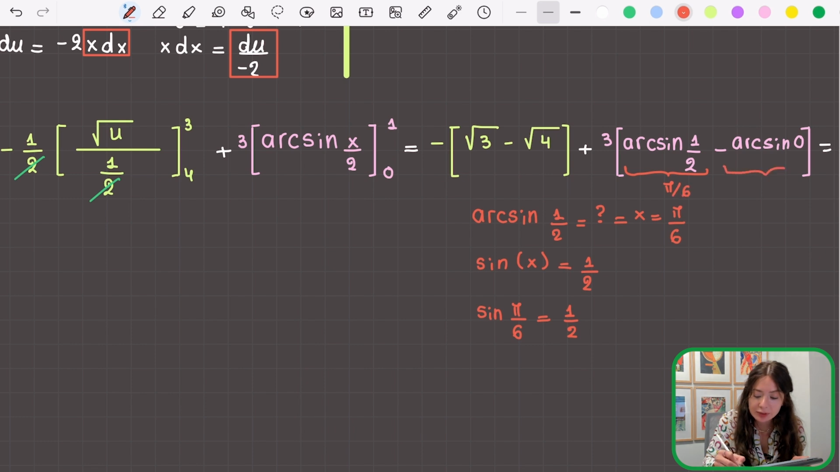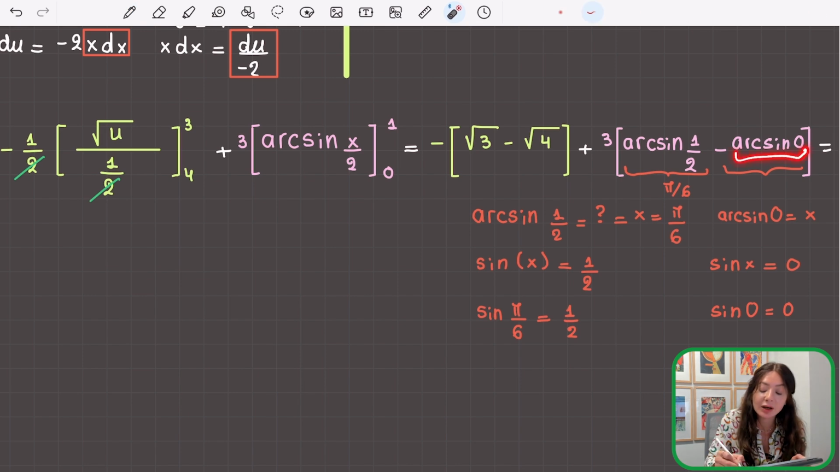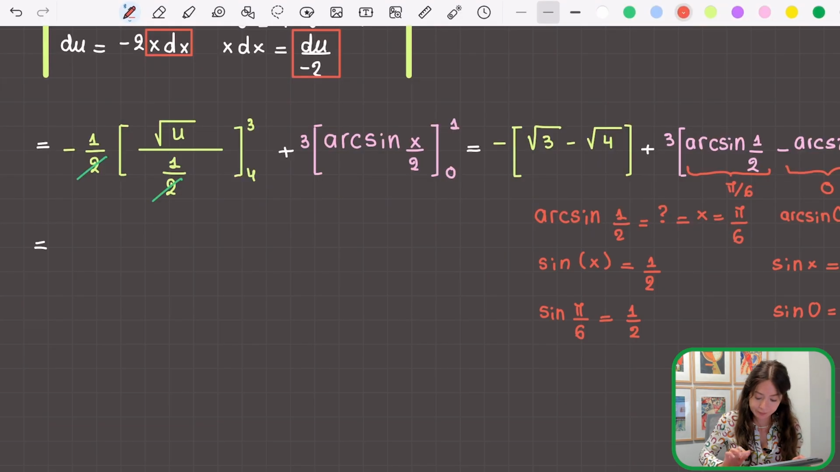And what does this equal? Okay, same thing, right? Arc sine of 0 is what? Sine of x is 0. And when does that happen? Sine of 0 is 0. If you had arc cosine 0 there, that wouldn't be the same as 0. It would be pi over 2 because cosine of pi over 2 is 0. But you have arc sine, so you don't have to worry about that.